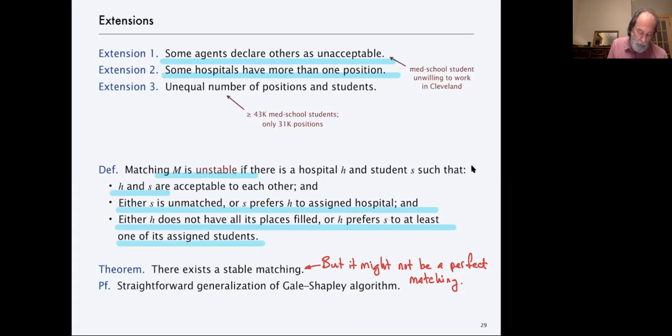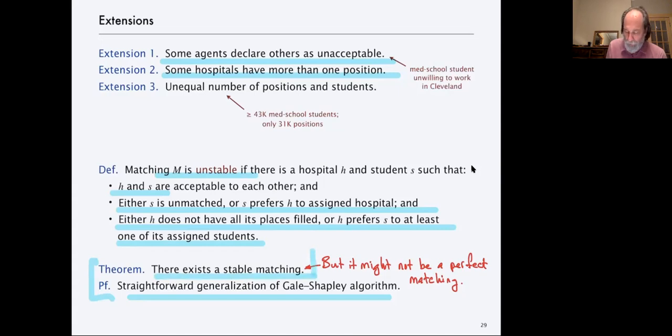Well, it turns out, and we're not going to prove it, but with a little bit of work, you can easily generalize the algorithm. And it's pretty easy to see what the steps are. Instead of an unmatched hospital making a proposal, you just have a hospital that doesn't have all its positions filled, gets to make an offer, and offers to its most preferred student that it hasn't offered yet. And a couple of other tweaks, and it will find a stable matching.